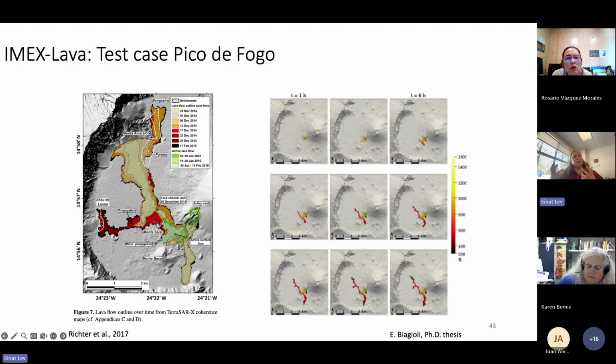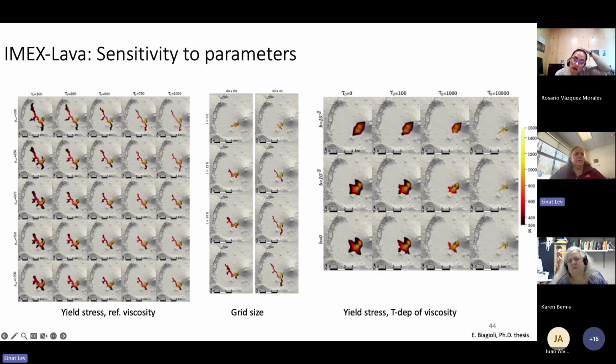And those different places may be a village, or in Fogo, these were actually wine cellars and vineyards. So you can get the temporal evolution, and then you can also explore the sensitivity to different parameters like the yield stress, the reference viscosity, the grid size, temperature dependence of the viscosity, and so on.